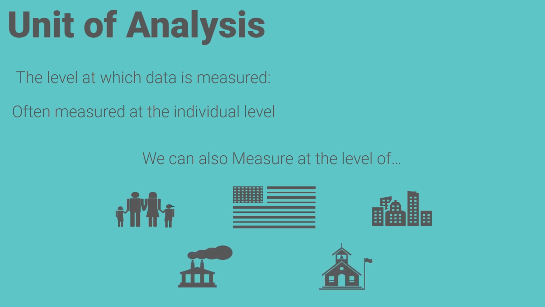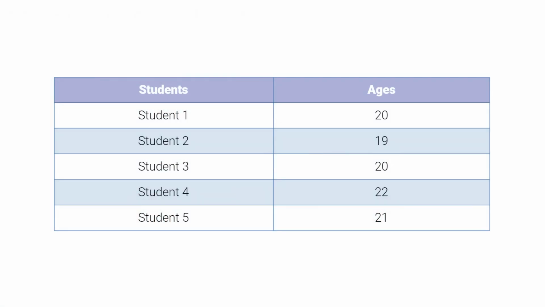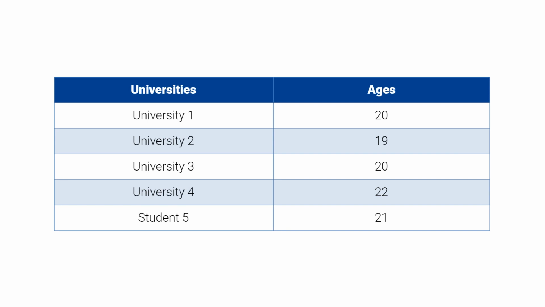Let's look at an example. This is what a sample data set may look like of 5 different students in a class and their ages. This data set is at the individual level of analysis, in which each row represents data from a student. This is what a sample data set may look like of 5 different universities and their average ages. This data set is not at the individual level of analysis. It is now at the level of analysis of the university, in which each row represents data from a university.